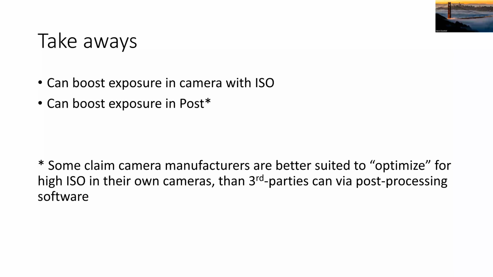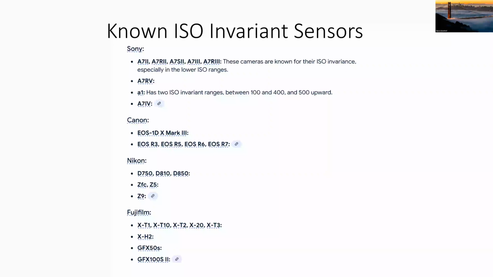The takeaway from this is you can boost exposure in camera by turning the ISO up, the amplifier up, or you can boost exposure in post later, as long as you can brighten the image enough in your camera to see what you're shooting. Now, some camera manufacturers claim that they are better suited to optimize for ISO in their own cameras rather than using a third-party program such as Lightroom to increase your exposure there. Now, these are cameras that have known ISO invariant sensors. I'm going to pause for a second here so you can see if you can identify your own camera here.